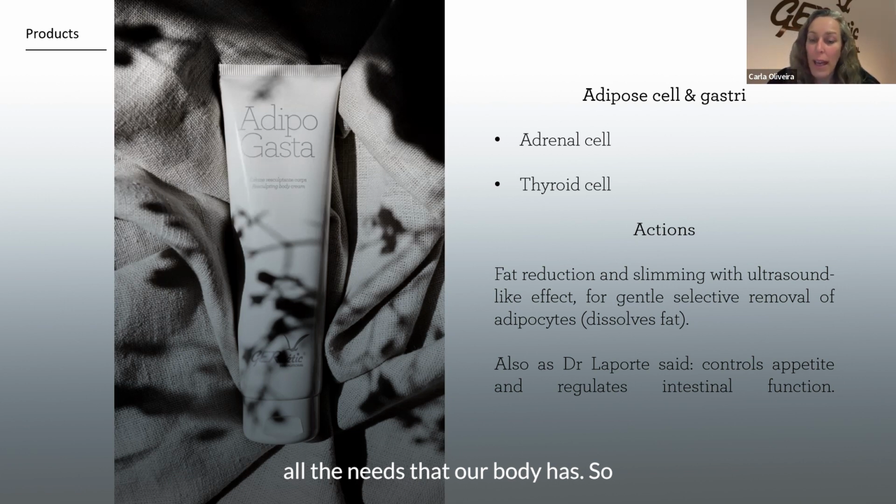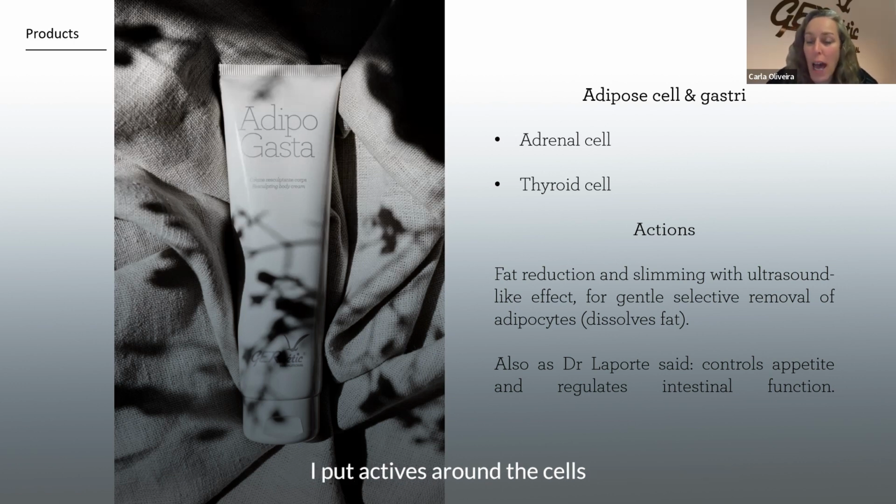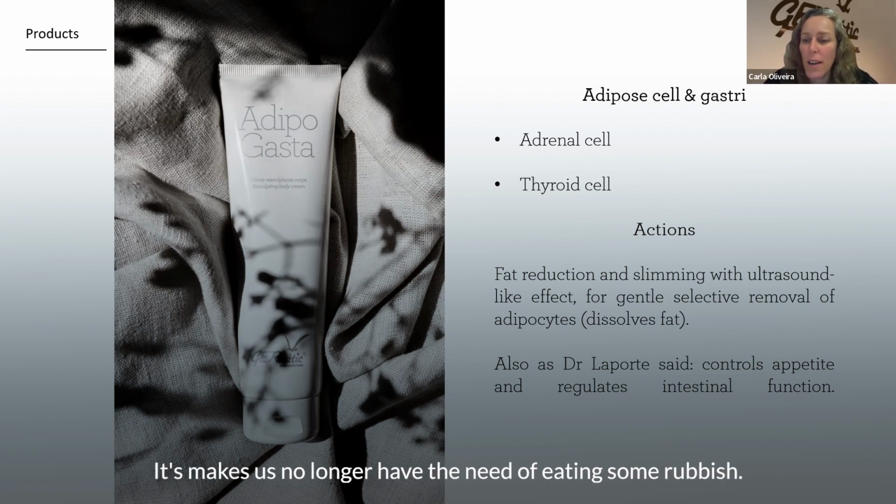So mainly what we need to understand is that I put actives on the bloodstream. I put actives around the cells. And if the cells need those actives, they will approach the actives for themselves. That's how we balance the system.